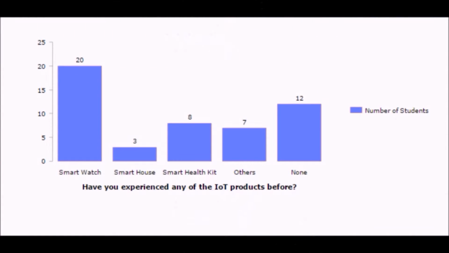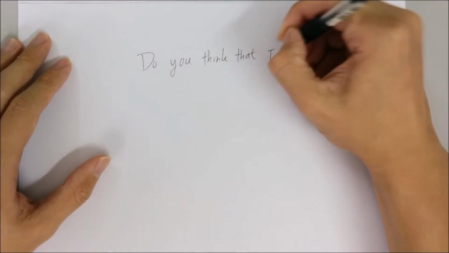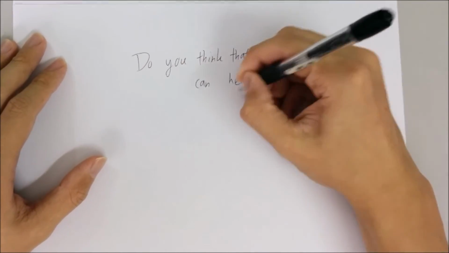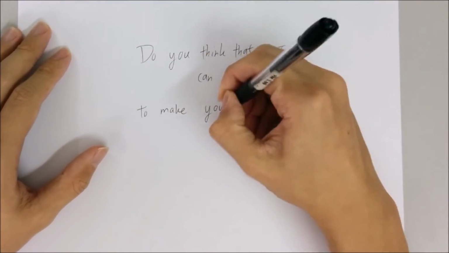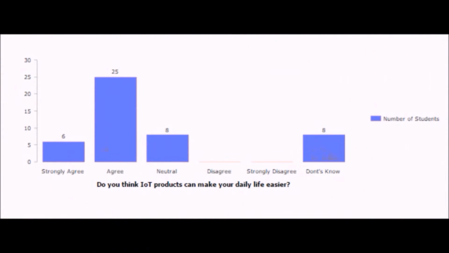It shows that 74% of students have actually experienced some of the IoT products before, while 12 respondents, which makes out the 26% of the students, have yet to experience any IoT products before. And next, inside our questionnaires, we have a question that asks the students whether they think that IoT products can actually make their life easier. Based on the response from the students, it seemed that the majority of them agree that IoT products can actually make their life easier. In other words, they acknowledge the contribution of IoT and think that it is useful.